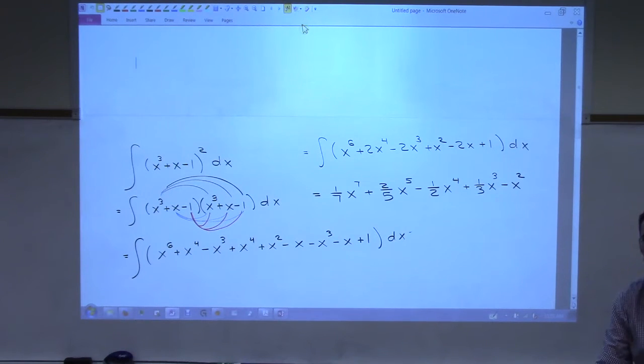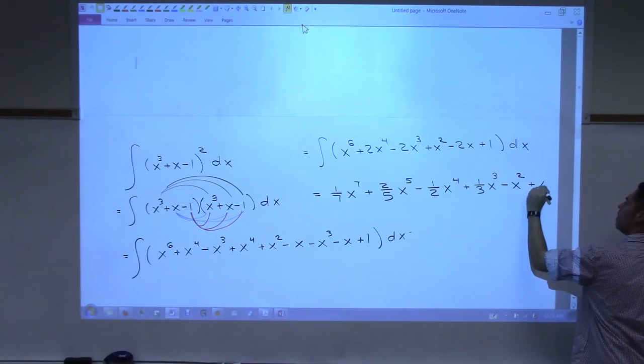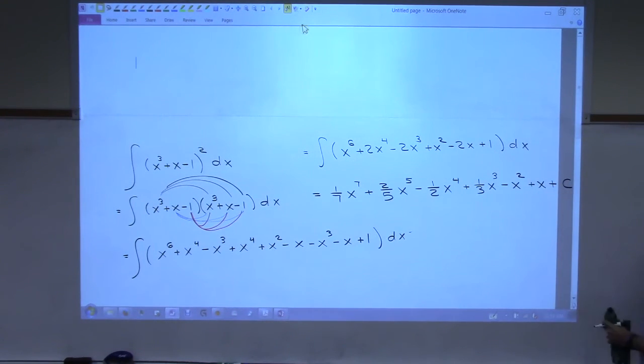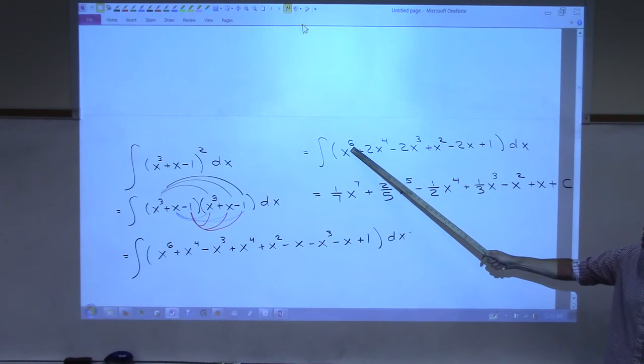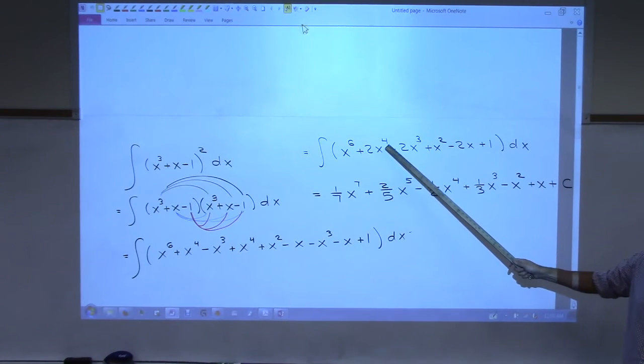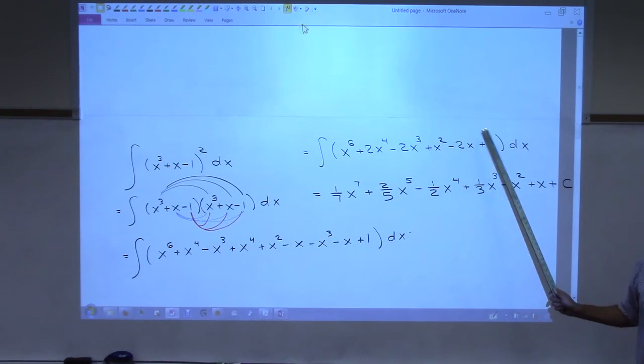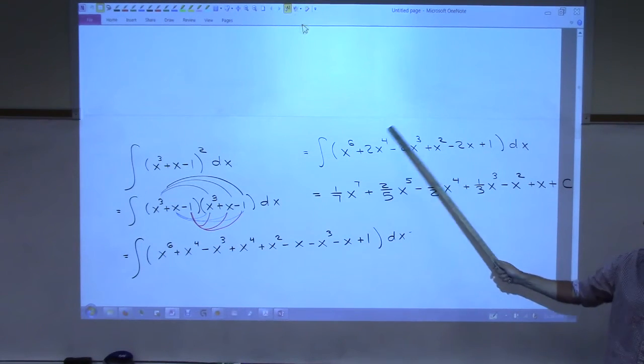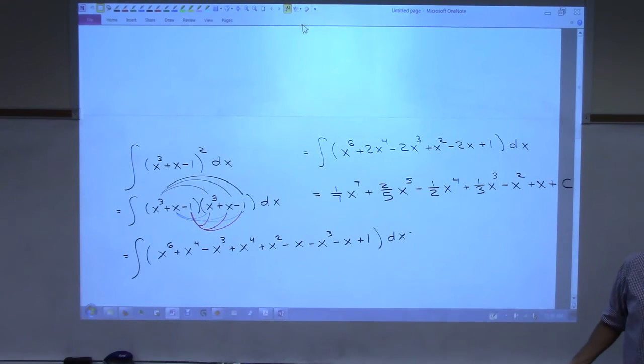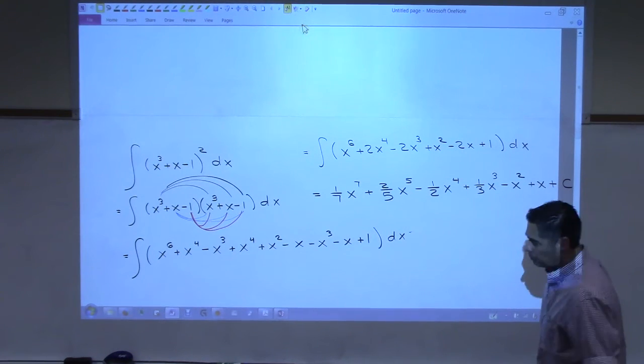And finally, what is the antiderivative of 1 with respect to x? Just x plus c. All right, there you go. Would you agree that if these are nice positive integer powers, the antiderivatives are pretty clean? It only becomes really complicated when these are fractional powers or negative exponents, because you have to be careful when you're adding a number to a negative number, right? You just need to be careful.